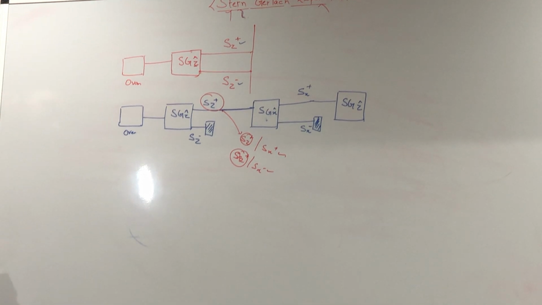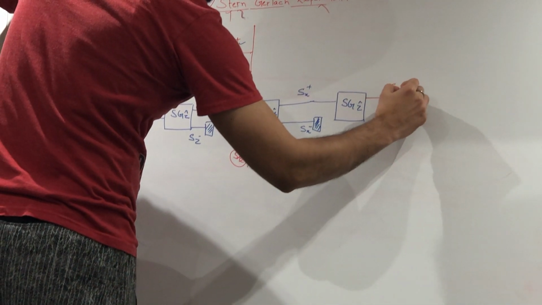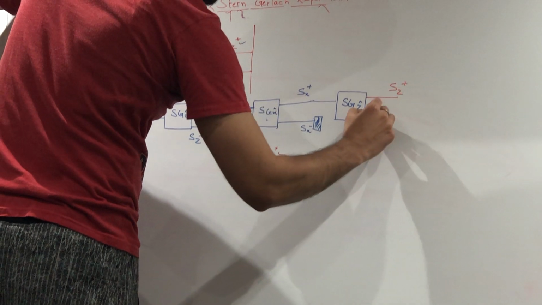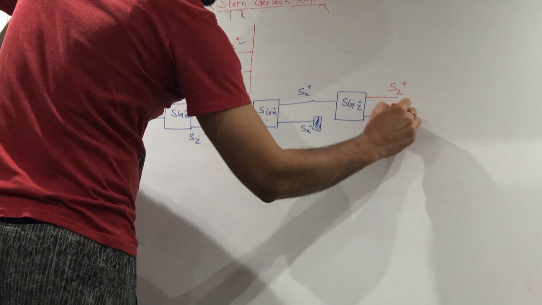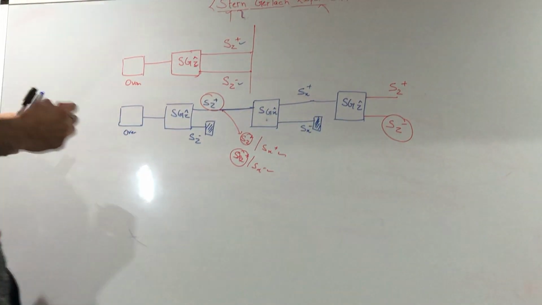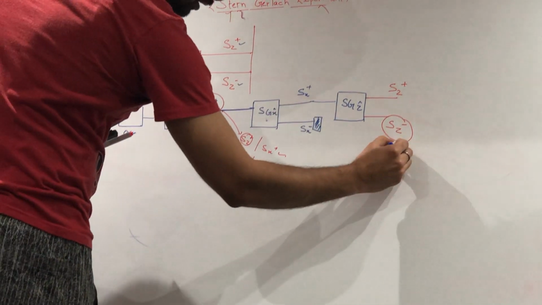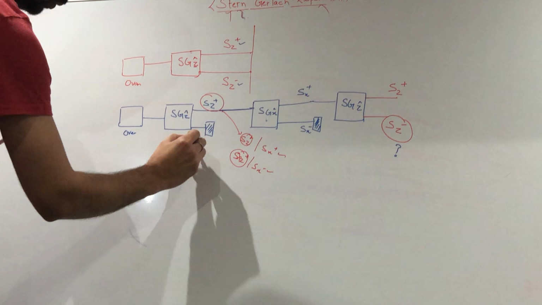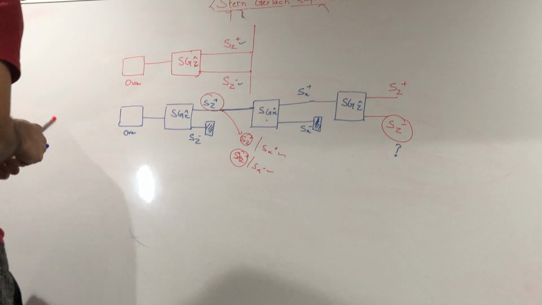Now what could be the outcome? It's very strange to see that the output here again is SZ positive and SZ negative. This is the concern: how does SZ negative appear, although we have blocked the SZ negative component here?